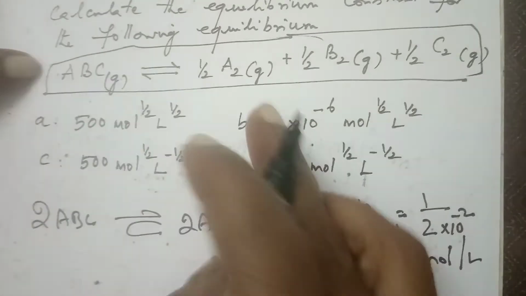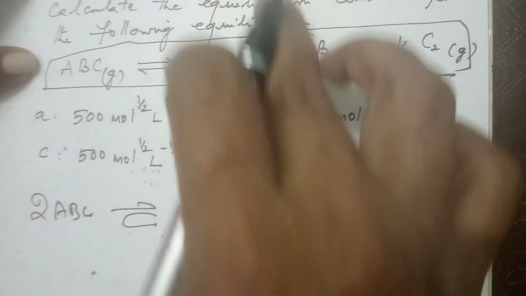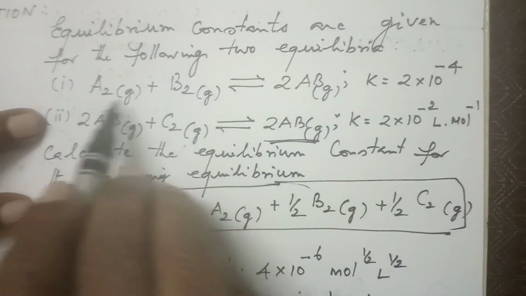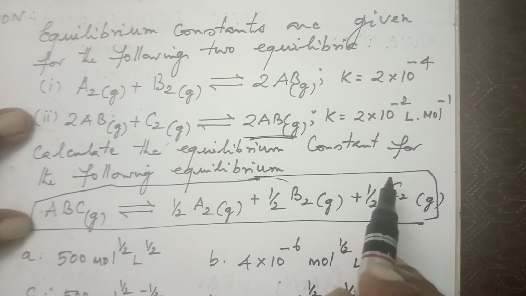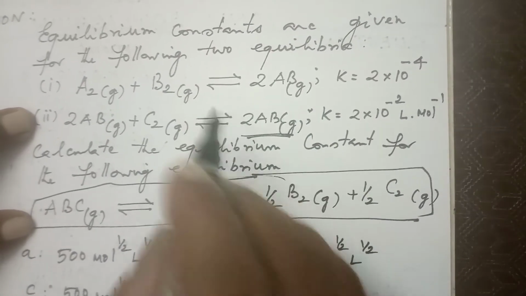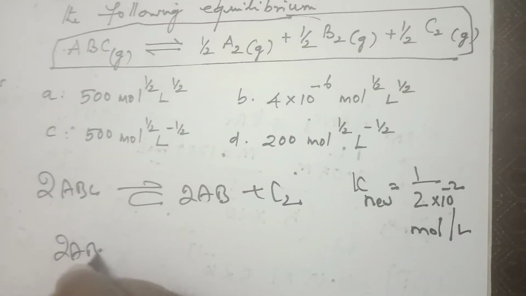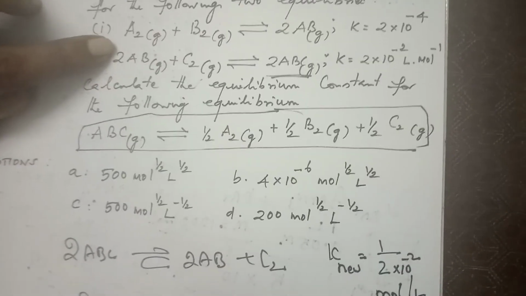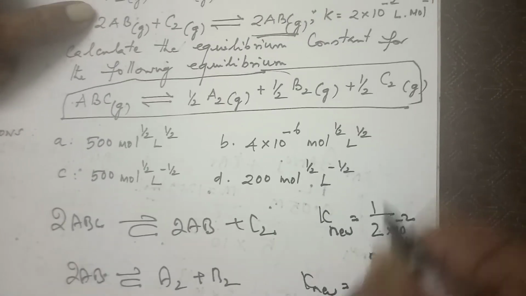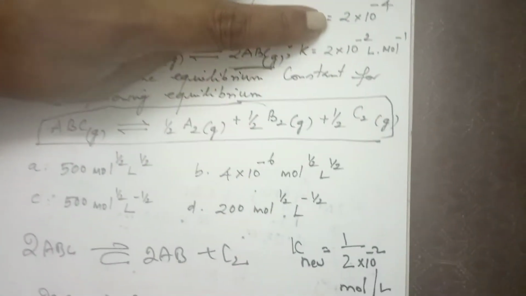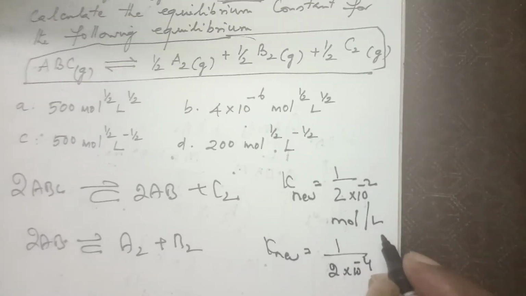Now let us see the other part. What we have is A2, B2. Let us see what is happening here. Here A2, B2 are on the reactant side and should come on the product side. Let me write the first equation; the second equation I am reversing. Now let me write 2AB is equal to A2 plus B2. Here again it is the corresponding K nu, and from this value you can write 1 by 2 into 10 power minus 4. The unit is not given, just ignore it.